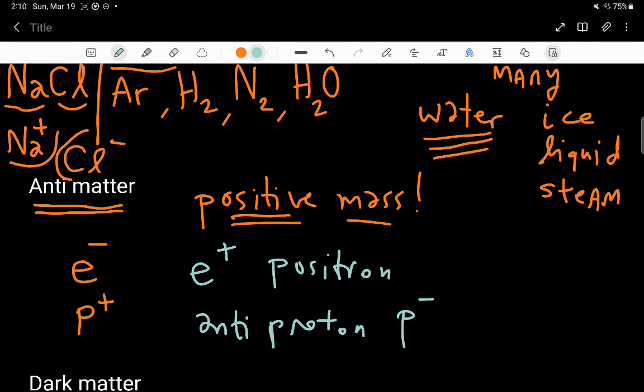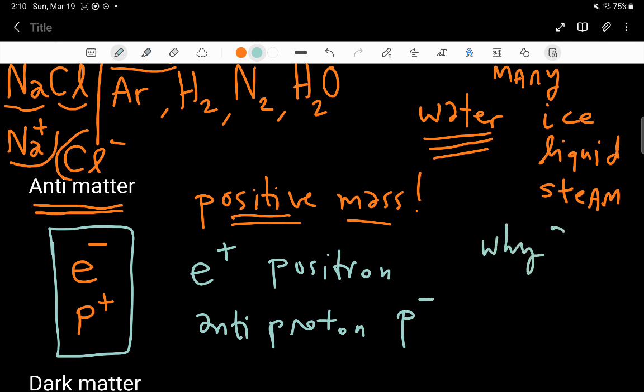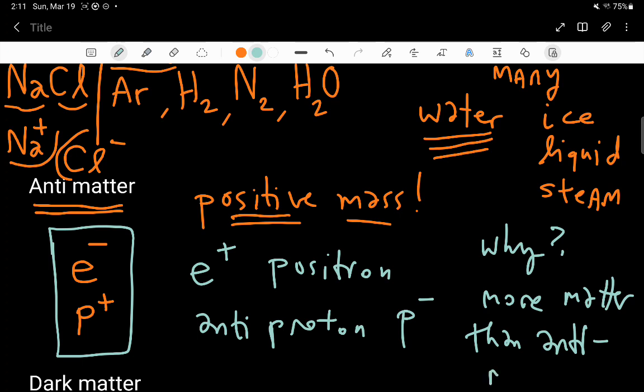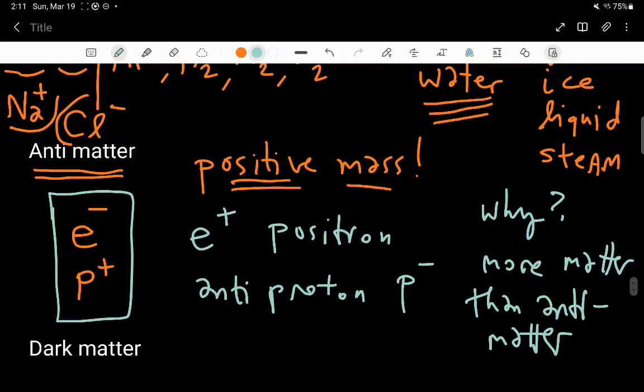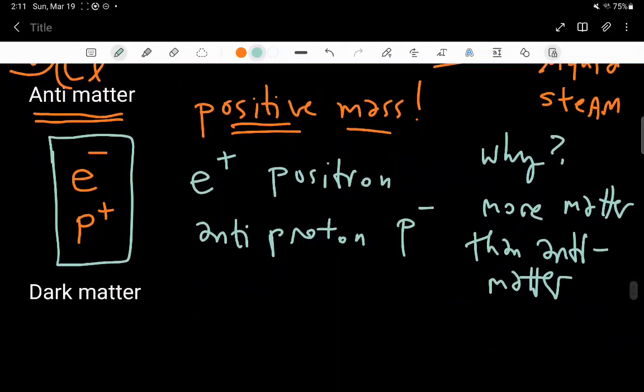In nature, though, there are many more of the matter versions of these particles than the antimatter versions of the particles. And asking the question, why is there more matter than antimatter, is a very interesting question to ask, and people are still working on the answer to that.